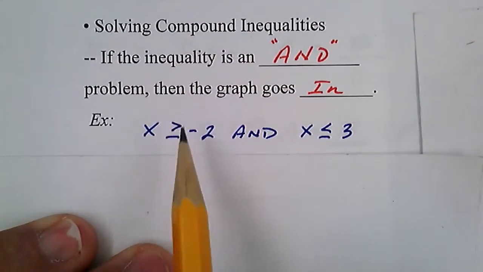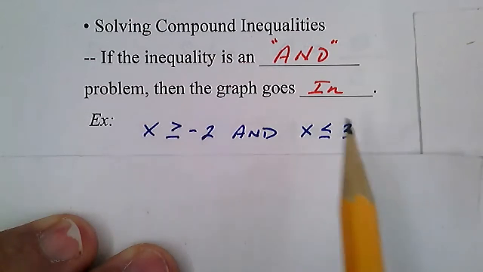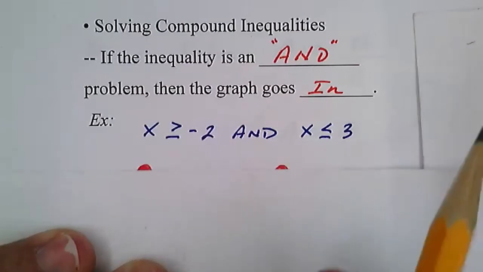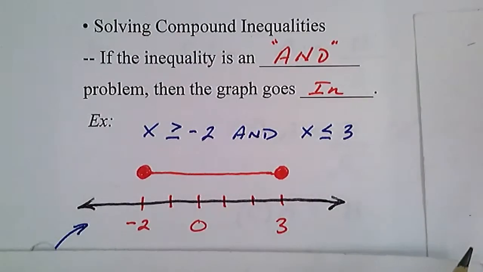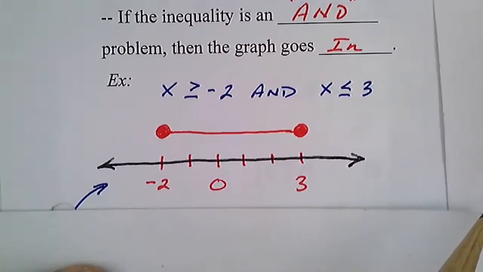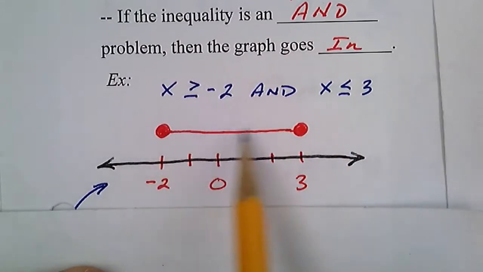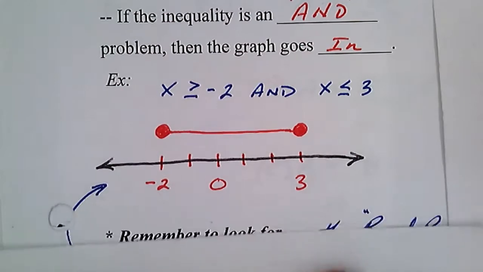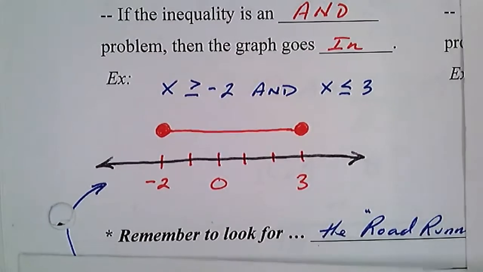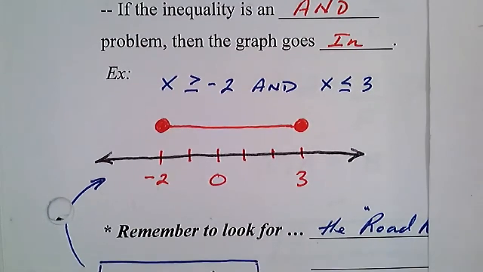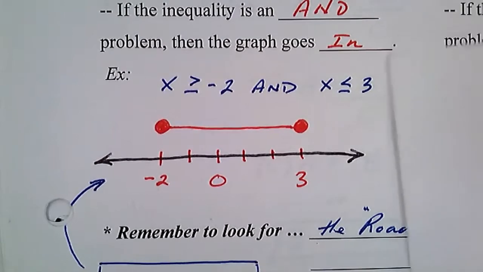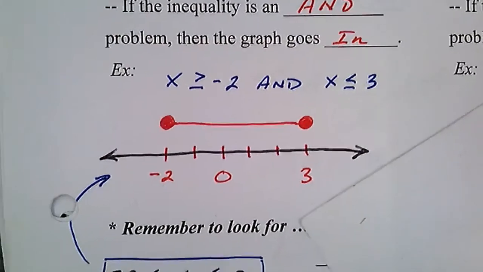This is a boundary at -2, and this is a boundary at 3. They're both shaded. So it would look like that. A boundary at -2 and a boundary at 3. We want everything in the middle. Okay, now, we'll get to the remember to look for in a moment.